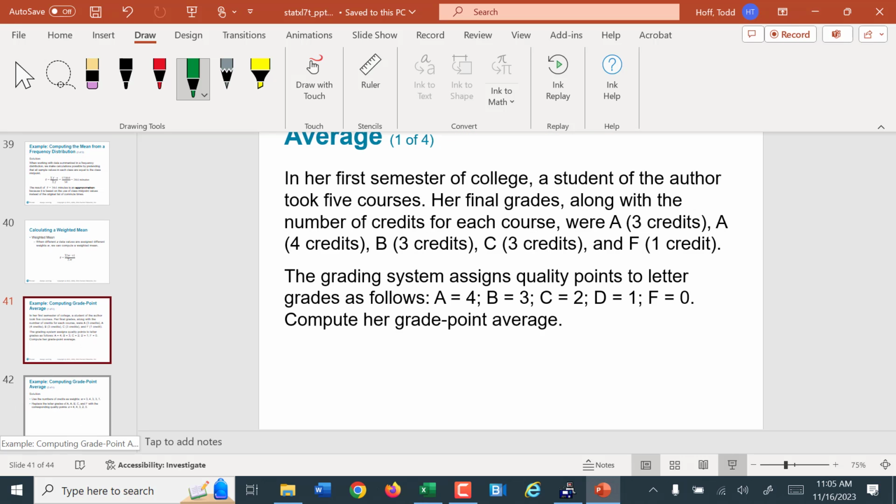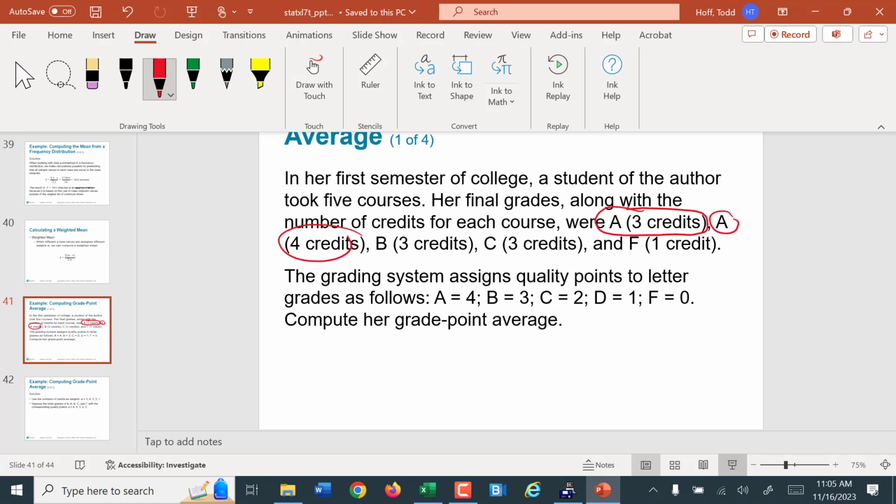One example of that is grade point average. Your grades in the courses in college don't just get averaged together. You have to look at how many credits that class was. For example, here, this class was an A, but it was a 3-credit class. This class was an A, but it was a 4-credit class.